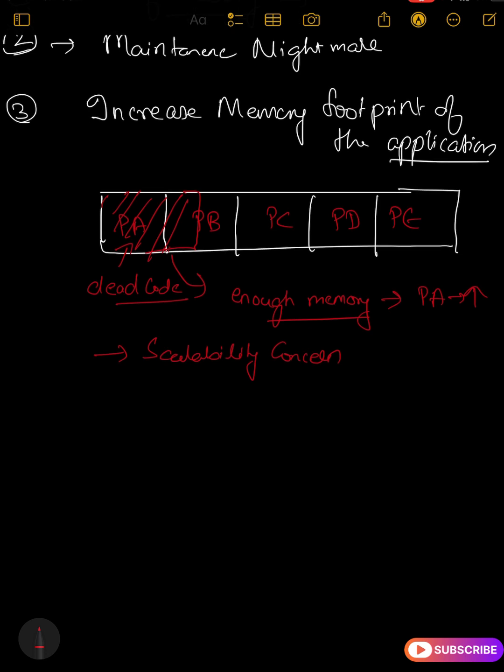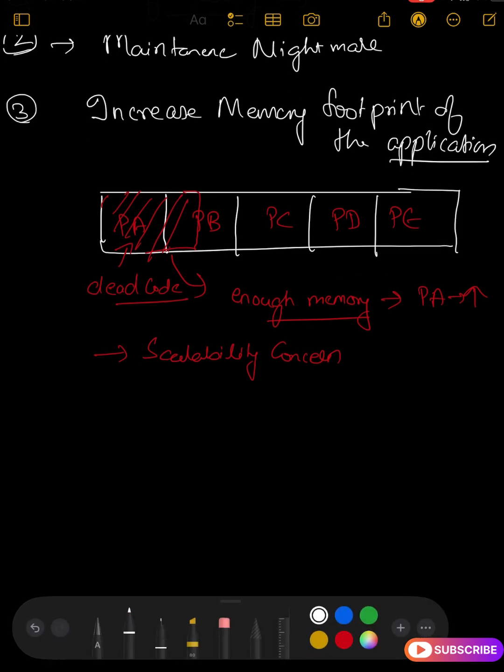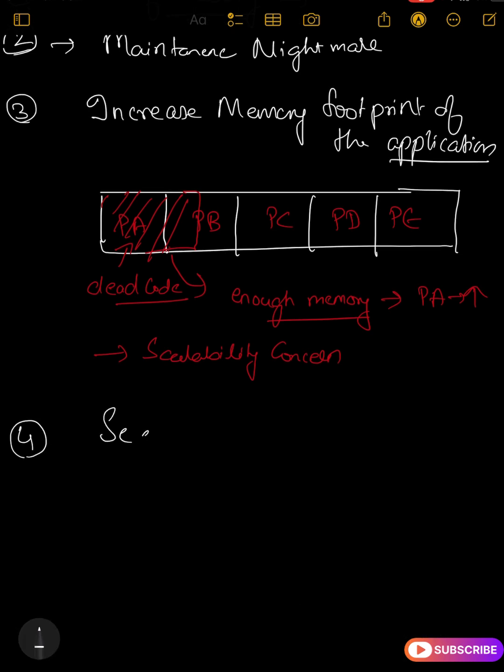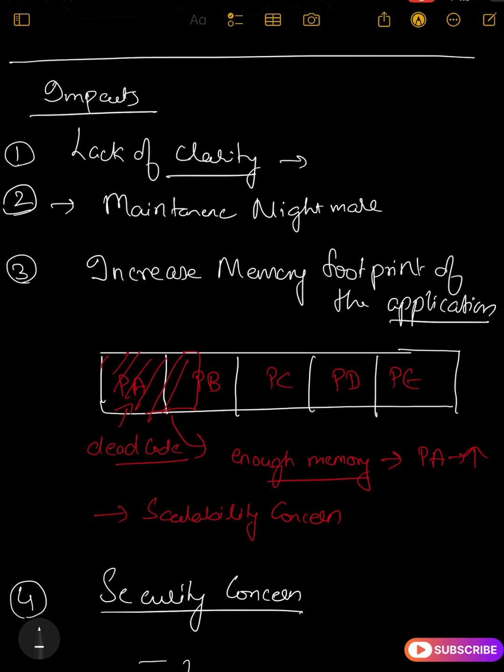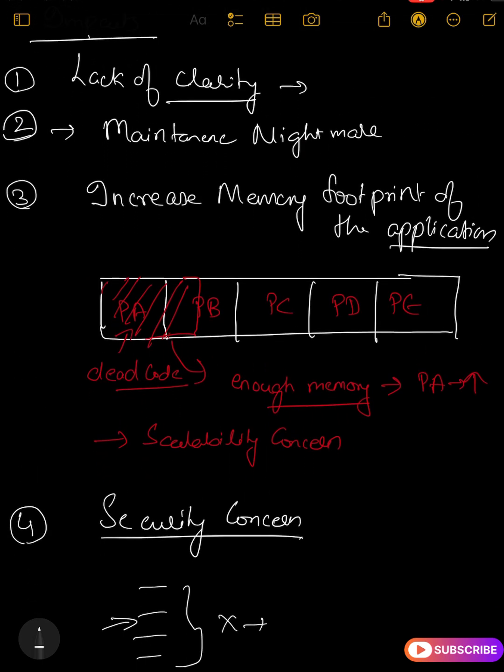Apart from the scalability concern, there is one more point: it will cause a security concern as well. If you have a lot of dead code, there will be certain vulnerabilities exposed by this dead code, and whoever wants to exploit it will have a chance to sneak into the application through the dead code. So better we remove the dead code as soon as possible. So these are basically the impacts of dead code that I wanted to cover.